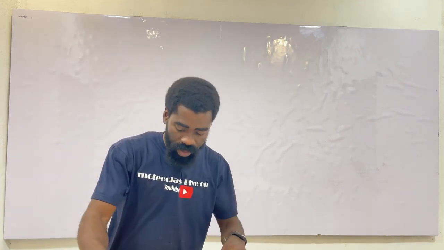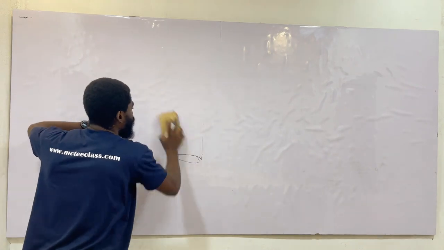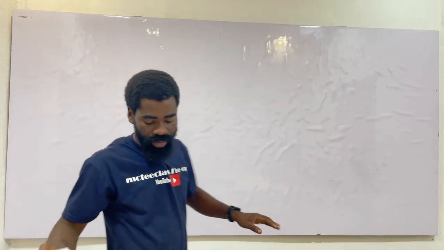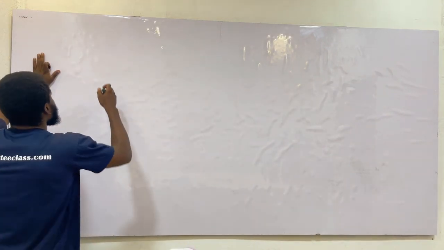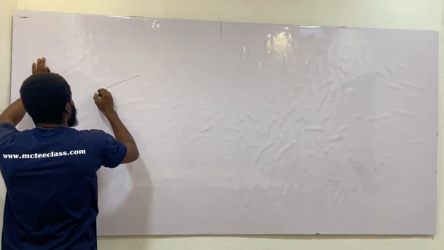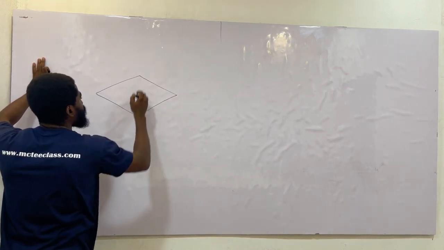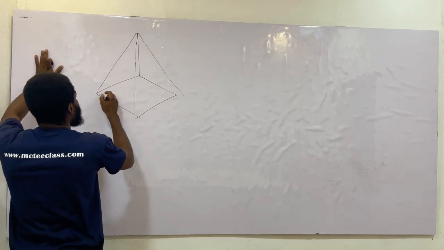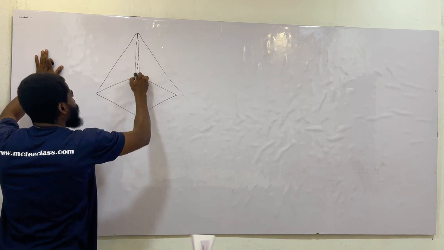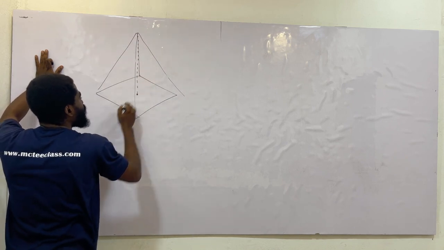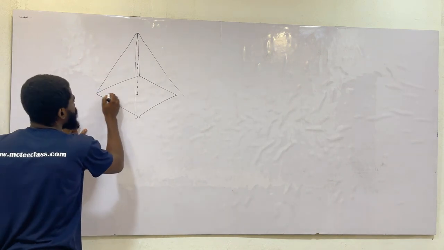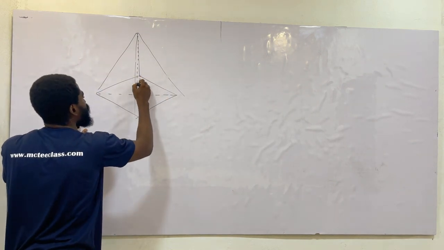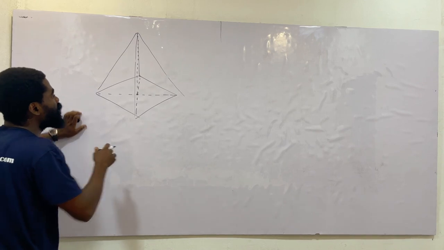Good. So let's go quickly. Let me go with the pyramid. Quickly. So for a pyramid, let's see, we have something like that. Something like this. This is a pyramid. So the pyramid will have a height. We'll have the height here for the pyramid. Now, this is a square pyramid.